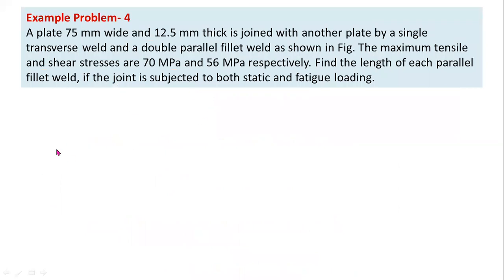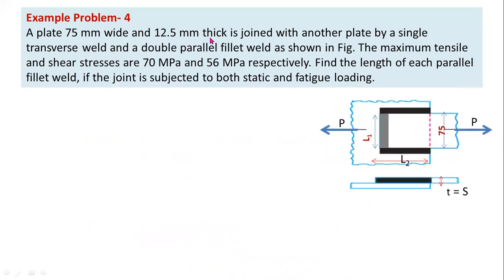This is example problem number 4. The question is: a plate 75 mm wide and 12.5 mm thick is joined with another plate by a single transverse weld and double parallel fillet weld as shown in the figure. The maximum tensile and shear stresses are 70 megapascal and 56 megapascal respectively. Find the length of each parallel fillet weld if the joint is subjected to both static and fatigue loading.